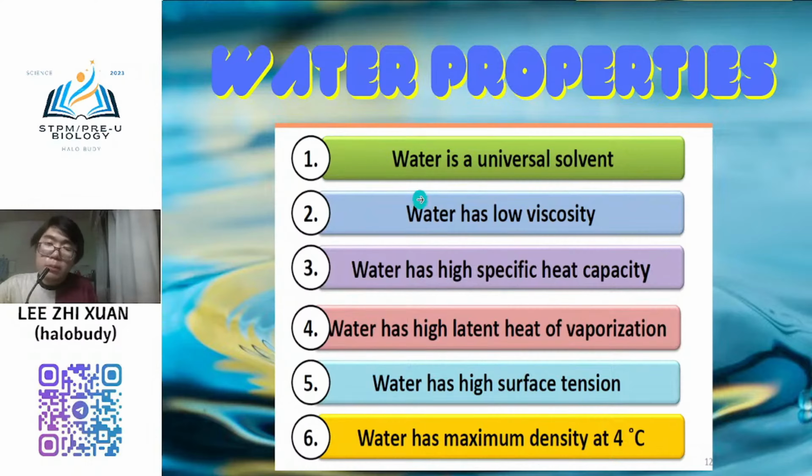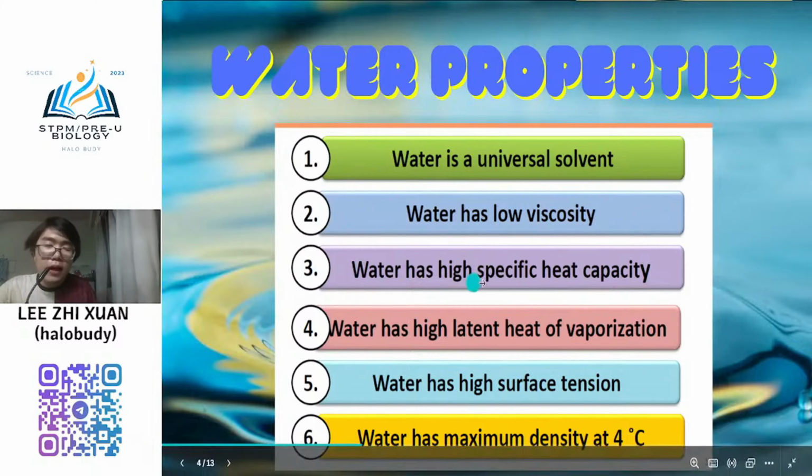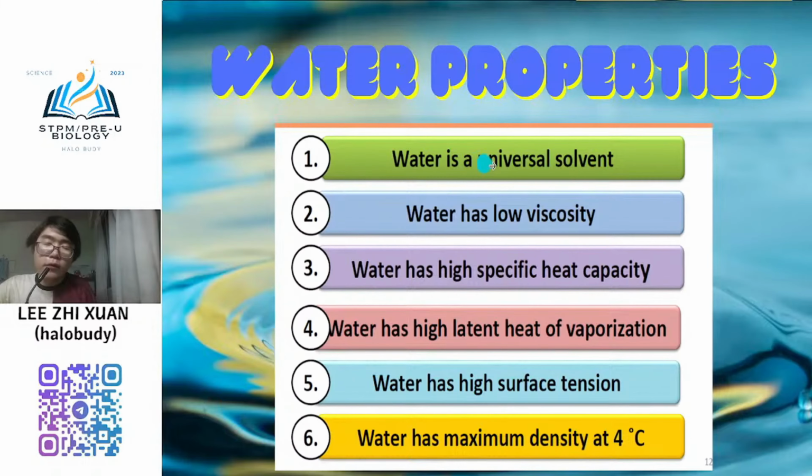First property, everyone knows, water is a universal solvent. This is one of the chemical properties, and the others are physical properties: low viscosity, high specific heat capacity, high latent heat of vaporization, high surface tension, and maximum density. These are all the physical properties. Only the first one, universal solvent, is considered a chemical property.